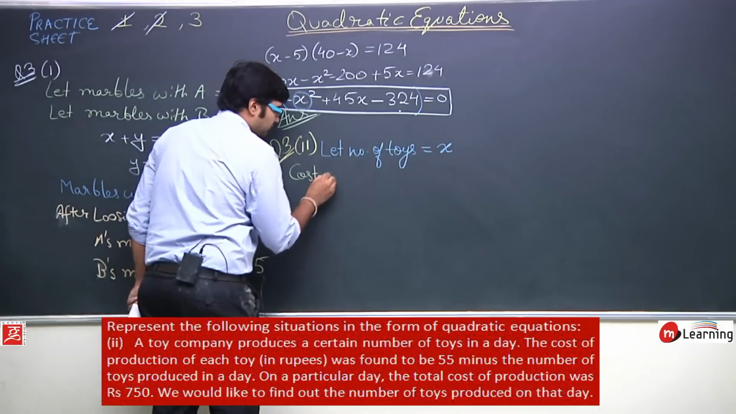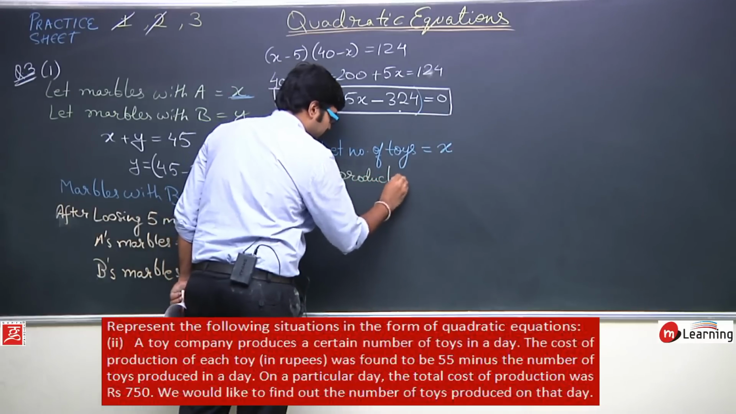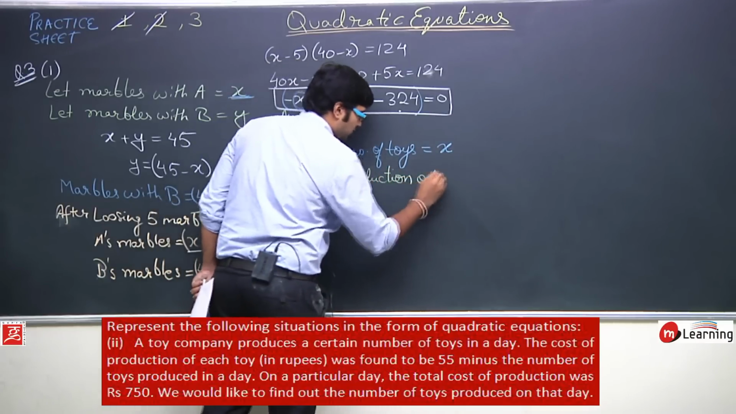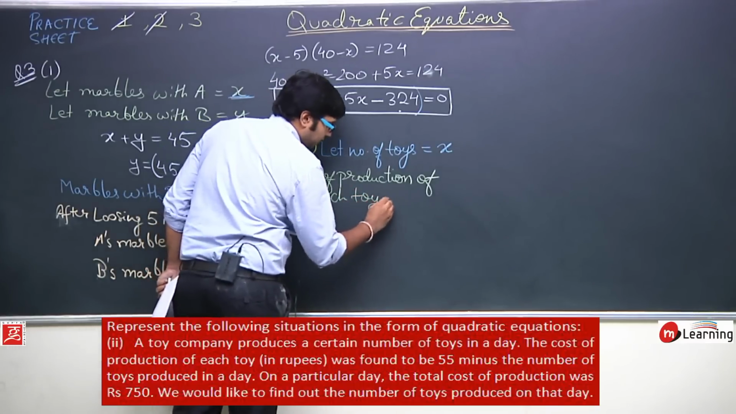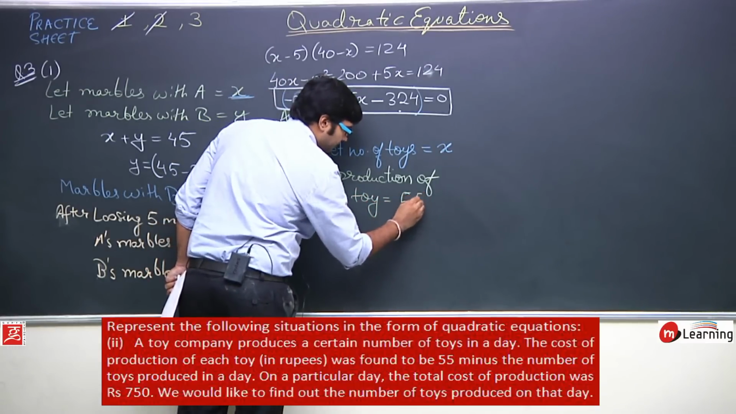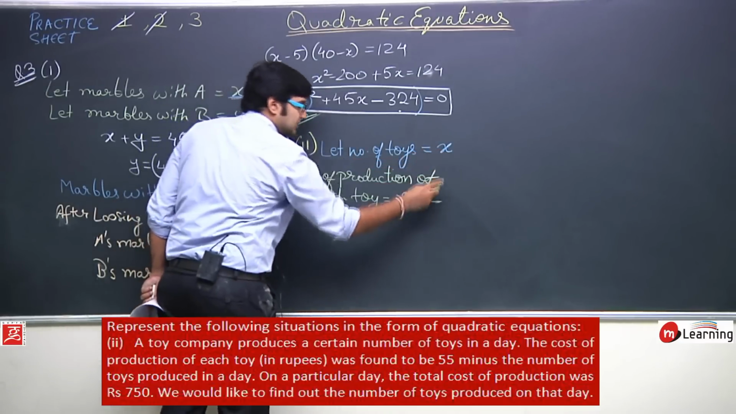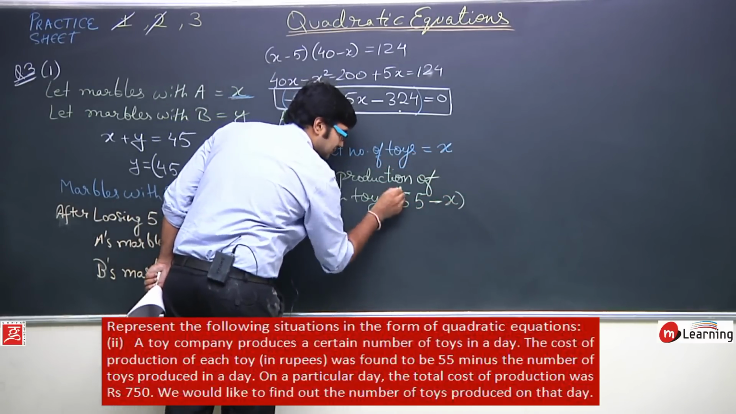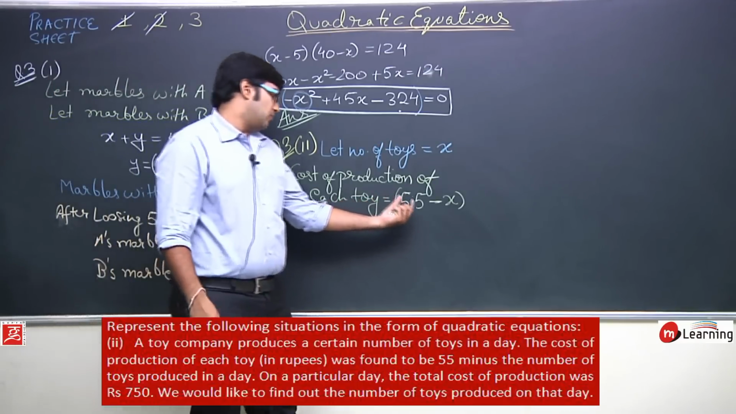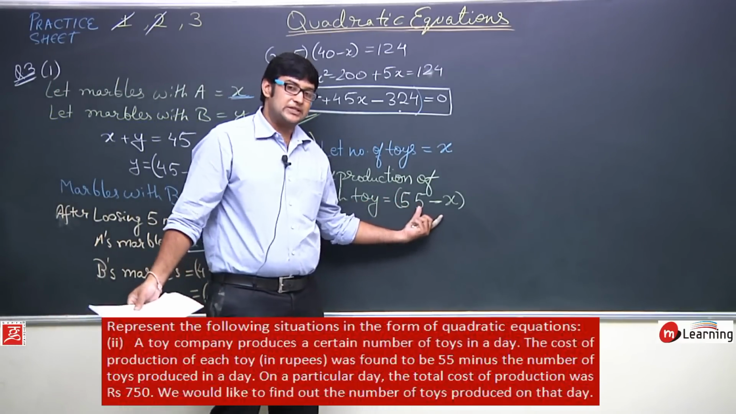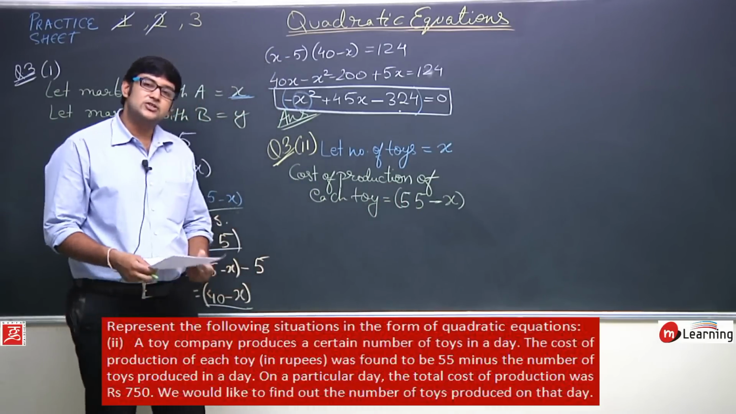Cost of production of each toy will be equal to 55 minus number of toys produced. Number of toys is x. So 55 minus x is the cost of production of each toy in rupees. This is in rupees, this is number of toys. So this is the cost of production of each toy.